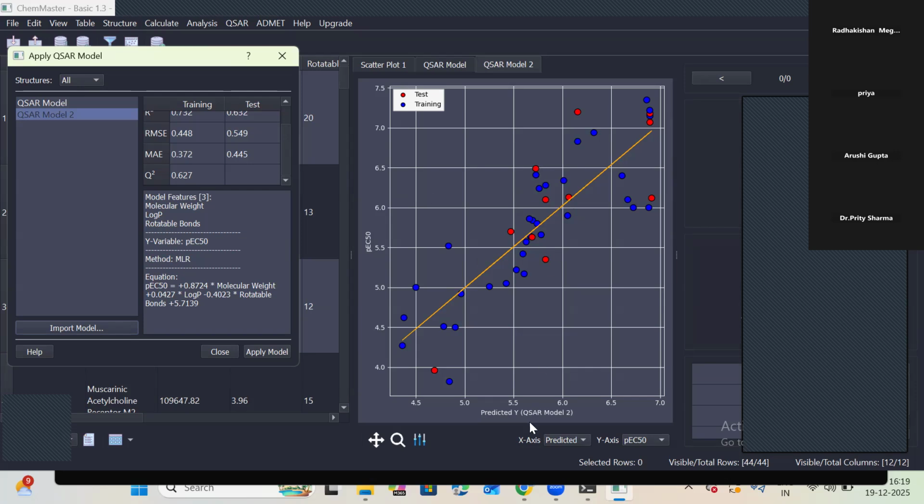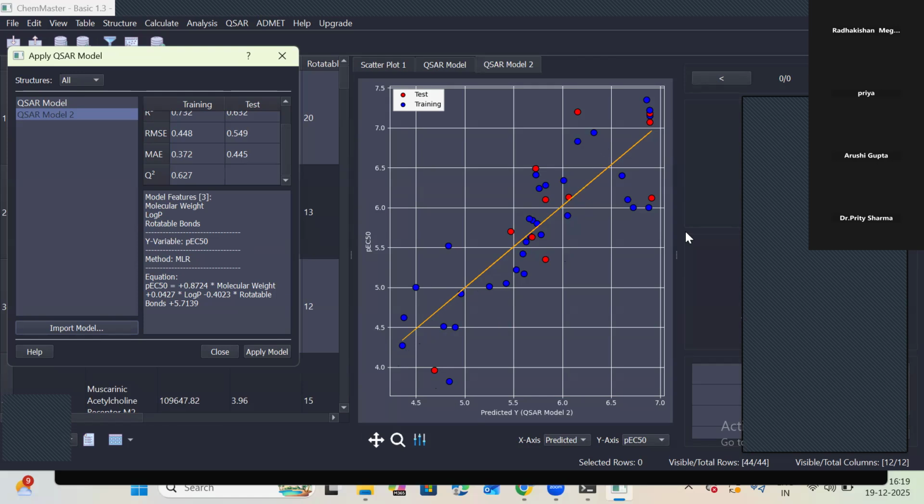Here, this is the graph. What is on the x-axis? It is predicted by our QSAR model. And the pEC50 value is an activity value. I already told you why we build the model: we want to compare the relationship between our QSAR model and pEC50. So we make a linear graph, and this is the graph which represents it. Here, the blue dots represent the training set and the red dots represent the test set.